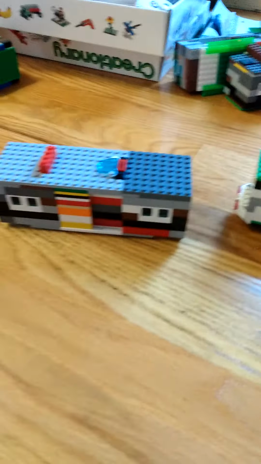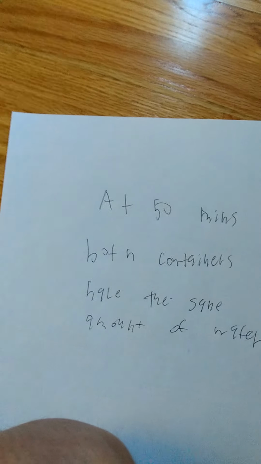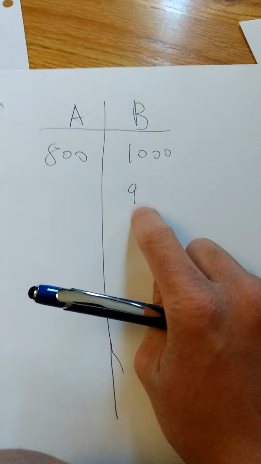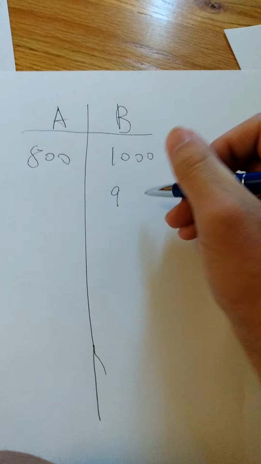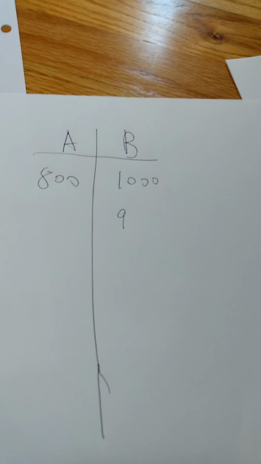So what we just did with that problem is we wanted to see how many minutes it would take both containers to actually have the same amount of water. And the reason why we solve these kinds of problems is because we could put these on a ratio table, but that would take too long. For example, hey, let's write all of this down.